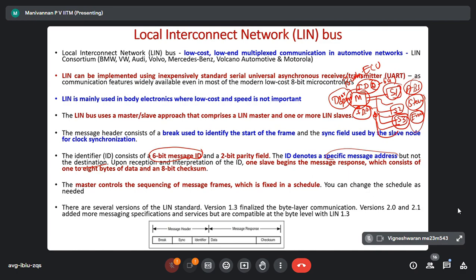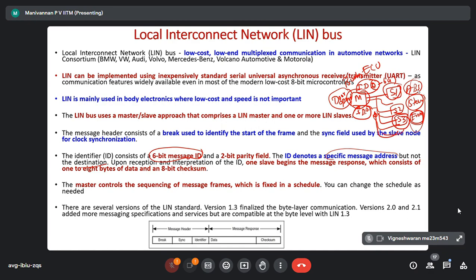So when the data goes, this fellow will give a reply: yes, I received the data. This slave. Now the engine ECU is a slave. Please note that in this LIN bus, it is already predefined that the engine ECU, steering ECU, ABS, all these things can never be a master. What is the master slave communication?